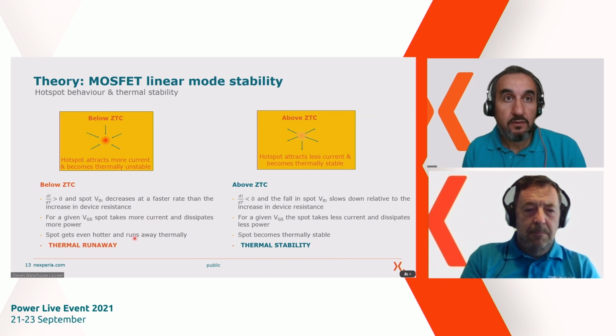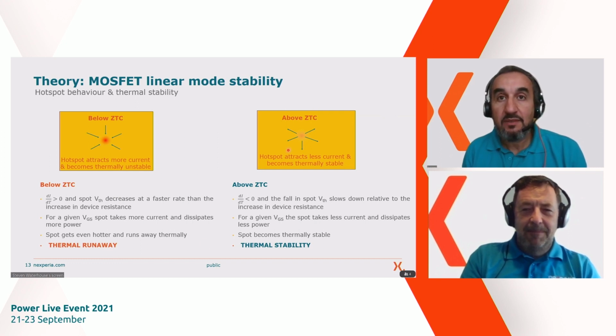And as more current flows, it will heat up the spot even more, and that carries on in a loop, which results in a thermal runaway. The difference between hot swap and hot spots is quite a tongue twister. It causes the spot to heat up and causes damage.